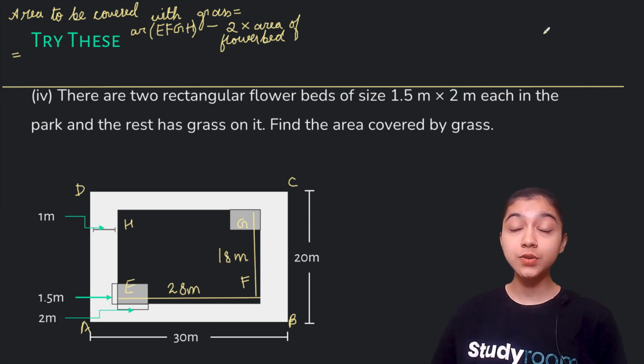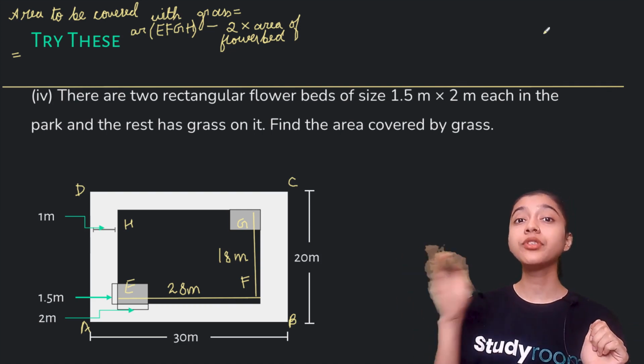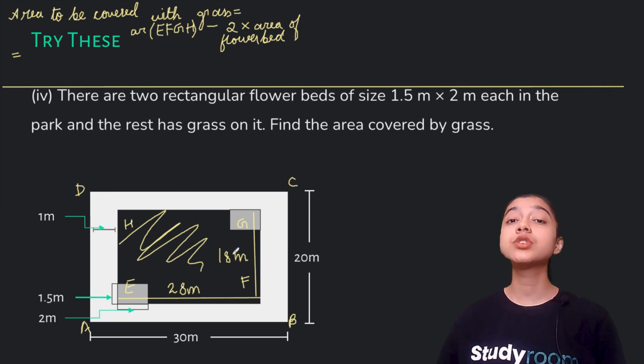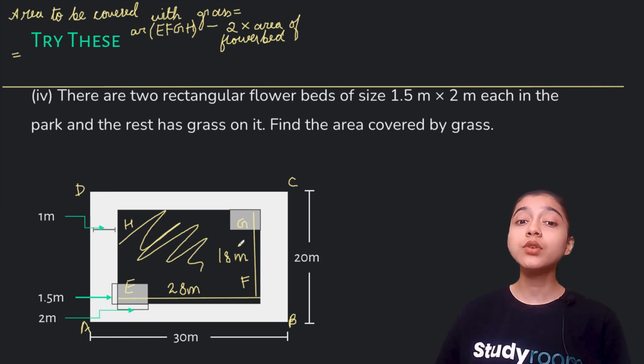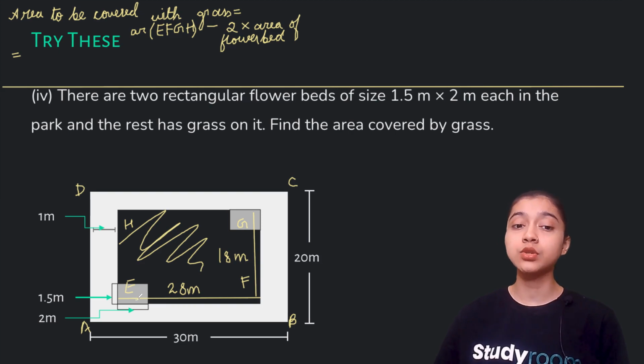Now where does the grass need to be laid? The grass is required to be laid on the inside of the path, leaving the flower beds on the remaining area. So in short we can say that this is the area on which grass needs to be laid. So in order to calculate the area on which grass needs to be laid, we have to calculate the area of this inside rectangle EFGH minus 2 times the area of each flower bed, because grass should not be laid on the flower bed. So we'll subtract the area of each flower bed from the area of the inside rectangle, that is EFGH.